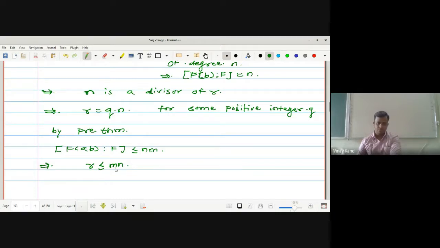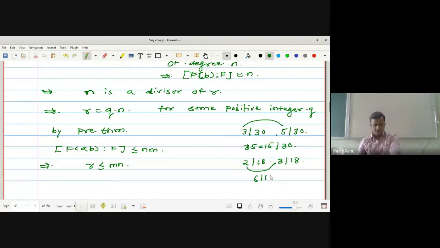Now look here. 3 divides 30, 5 divides 30, and 3 and 5 are relatively prime numbers. So 3 times 5, that is 15, also divides 30. Or 2 divides 18, 3 divides 18, and 2 and 3 are relatively prime. This implies 2 times 3, that is 6, also divides 18.